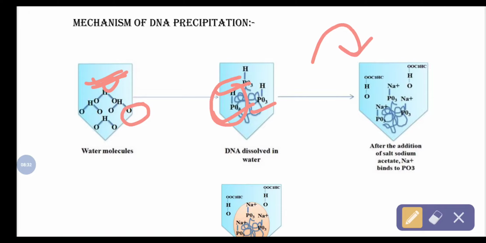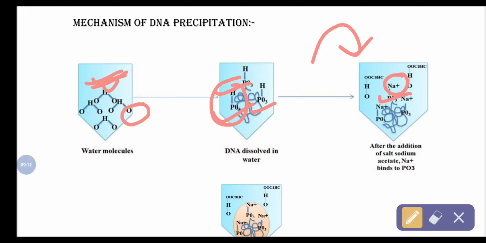So these positive sodium ions will interact with the negatively charged phosphate ions present on the DNA, removing the hydrogen ions which were already bonded with that phosphate group. Okay, so this is the basic role of the salt here. The salt will remove the positive ions of the water, that is the hydrogen ions, and form a bond with the negatively charged phosphate group of the DNA. This is the work of salt.